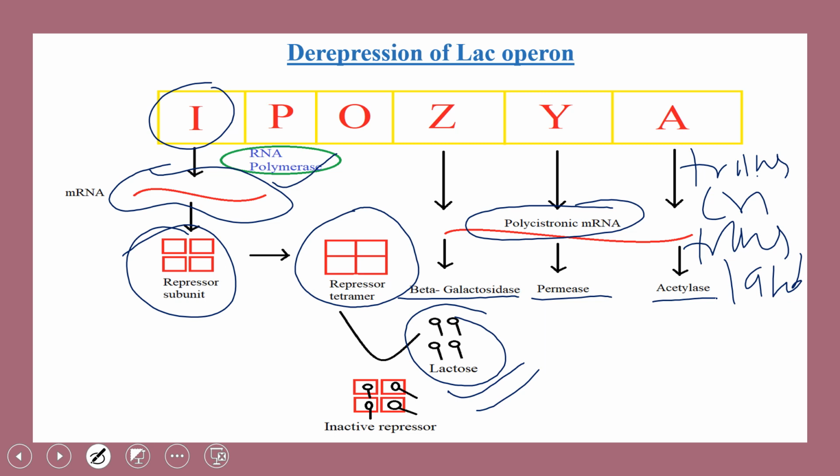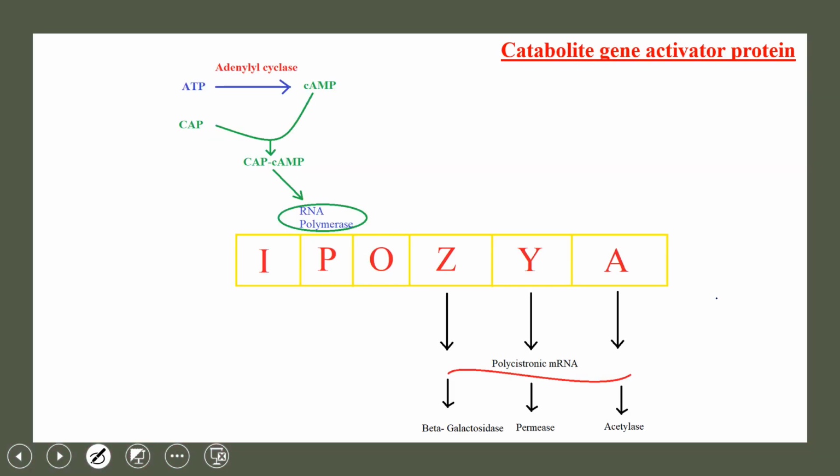So as I have already mentioned the functions of the beta galactosidase, permease and acetylase. The function of the beta galactosidase is to convert the lactose into the glucose and the galactose. The function of the permease enzyme is to transport the lactose into the cell, and the function of acetylase is still unknown.